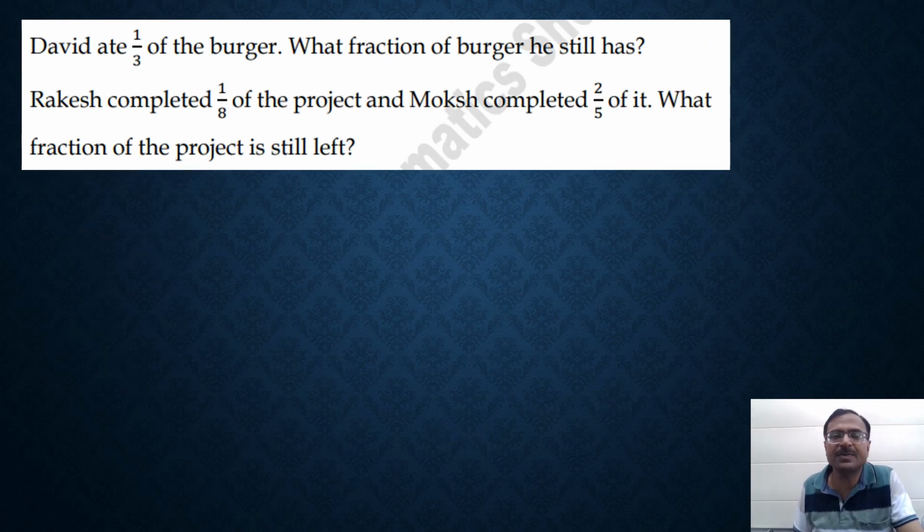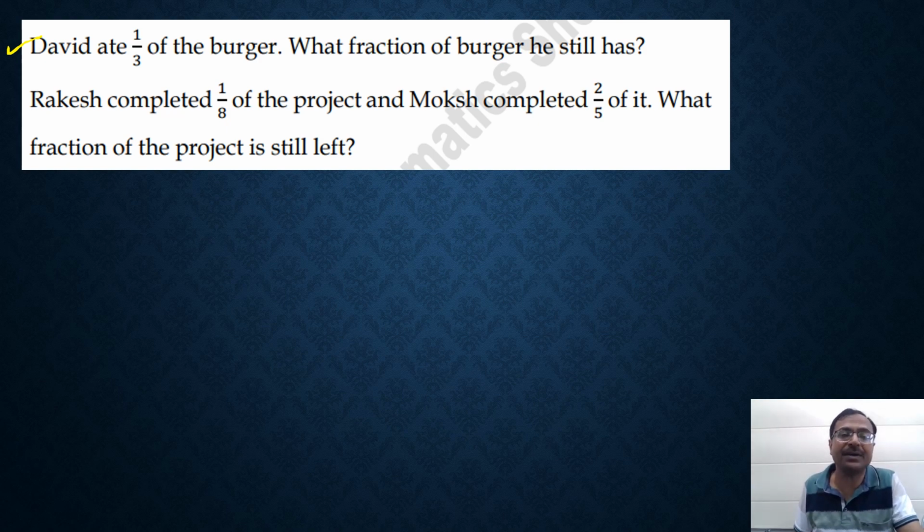These are two questions based on some statement problems based on fractions. So it might be addition, subtraction, or whatever. Let's see the first question here. So David ate 1/3 of the burger. What fraction of the burger does he still have?